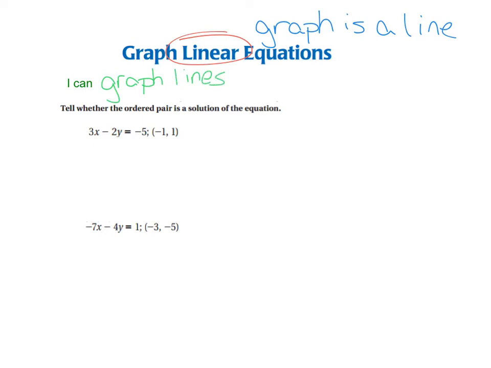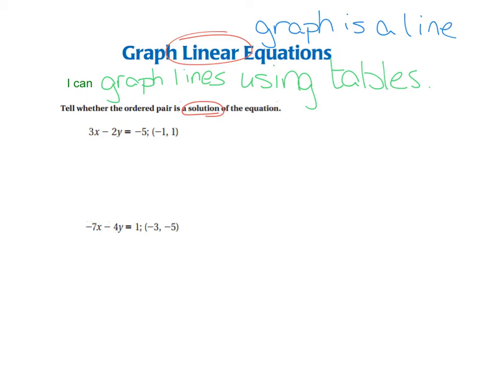So graph lines, and we are going to use tables. We're going to learn several ways to graph lines. This is probably going to be the least favorite way, but it's something we need to look at. So we're going to graph lines using tables. Now, first of all, we need to be able to tell whether an ordered pair, and an ordered pair is a point, is a solution of an equation.